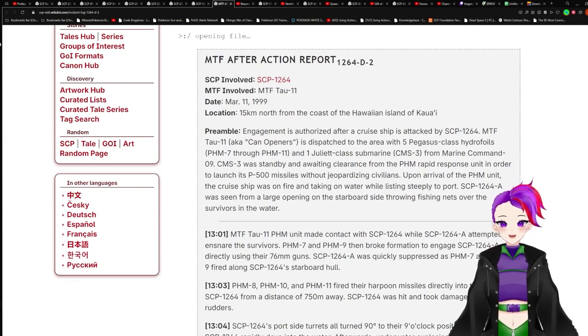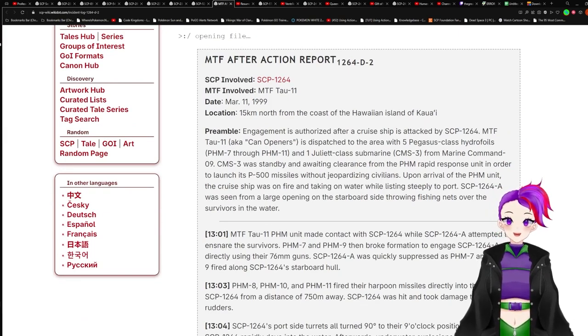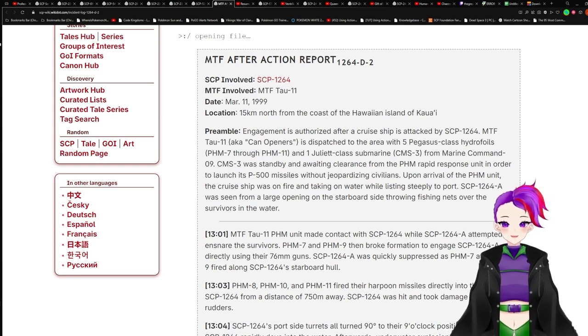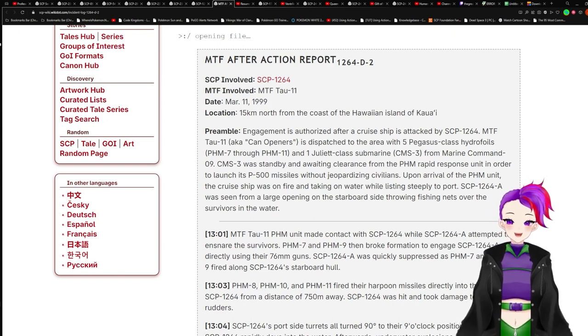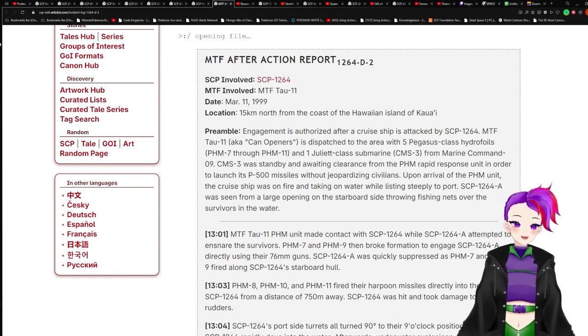MTF After Action Reports. 1264-D-2. SCP Involved: 1264. MTF Involved: Tau-11. Date: March 11th, 1999. Location: 15 kilometers north of the coast of the Hawaiian island of Kauai.